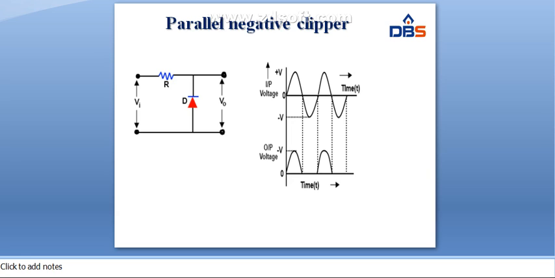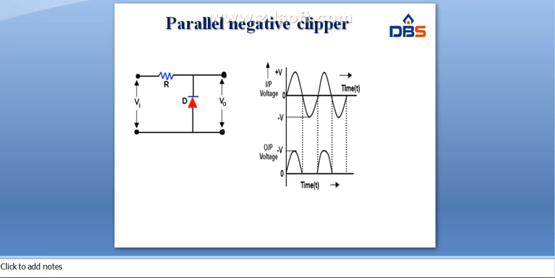In the negative half cycle, the diode D is forward biased and acts as a short circuit, then V naught equals 0. So in the parallel negative clipper, V naught becomes 0 in the negative half cycle.